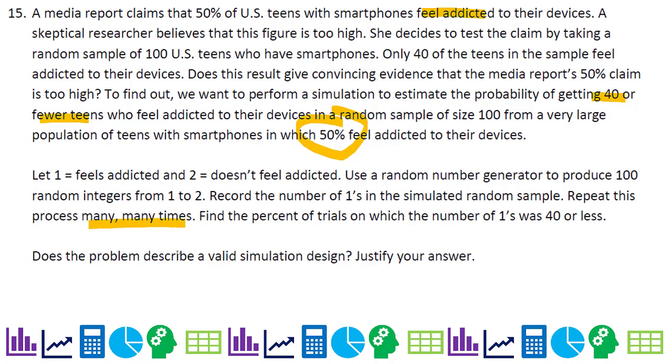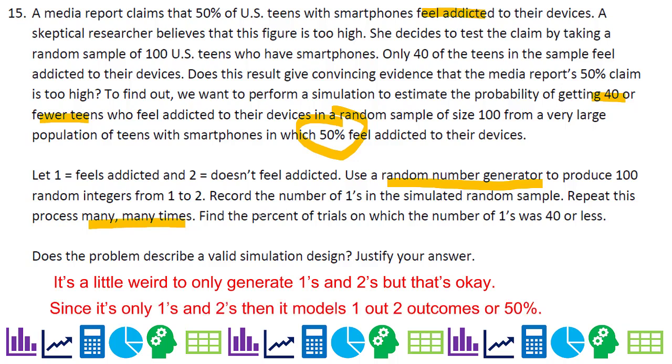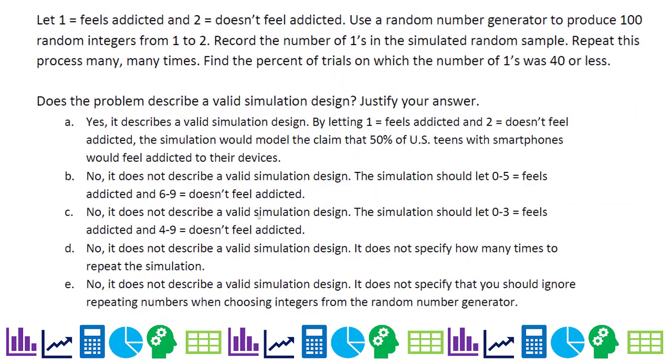Does the problem describe a valid simulation design? Let's check. It's a little weird to only generate 1s and 2s, but that's okay. If you're using a good random number generator, have at it. It's like using dice. Dice don't necessarily do 10 digits, but they can work fine if you have the right number of outcomes to match your scenario. Since it's only 1s and 2s, it models 1 out of 2 outcomes, or 50%. So we're pretty happy with that.